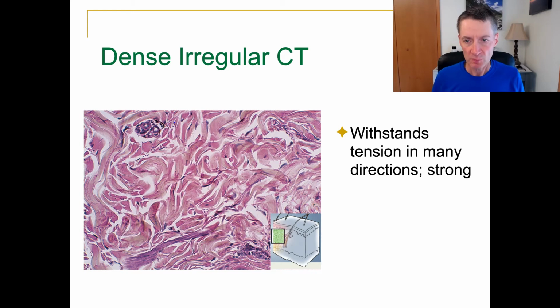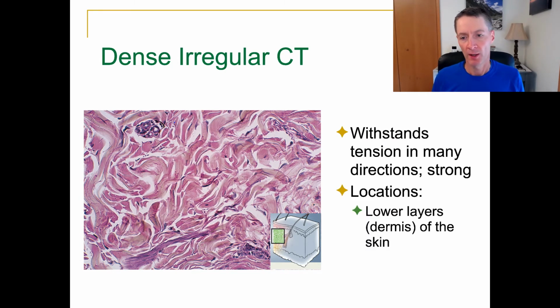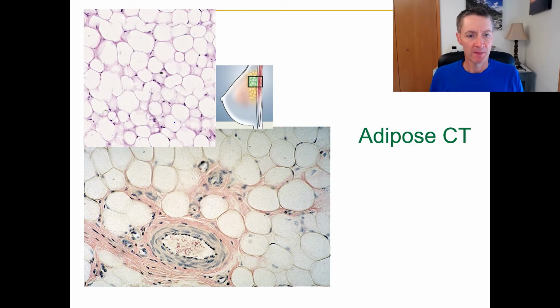Okay? So this is going to withstand tension in many directions. This is a strong sheet-like connective tissue. Where we find this is in the lower layers of the skin, which we refer to as the dermis, and we'll talk about the dermis very soon when we get into our discussion on the skin in the next chapter. Okay? All right. So now let's move into the adipose connective tissue.